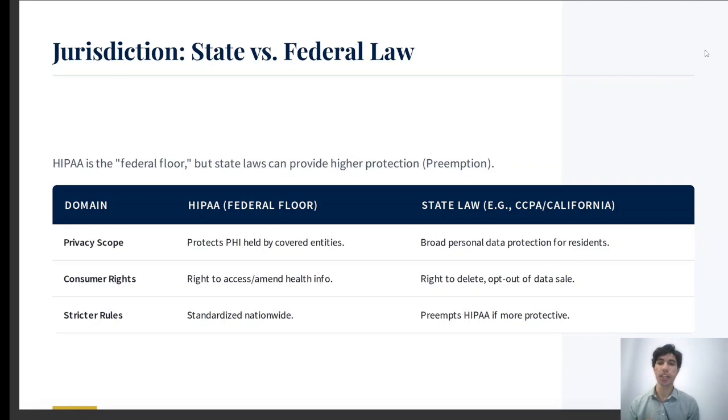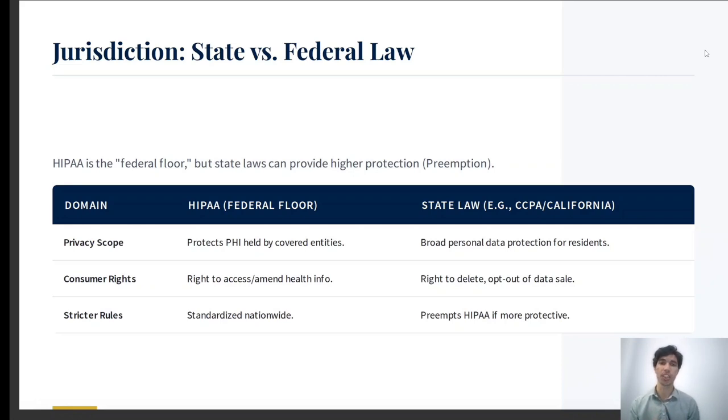Then for consumer rights, according to HIPAA, consumers have the right to access or amend their health information. But in a state like California, consumers have the right to delete their data or opt out of a data set or a research at any time. HIPAA is standardized nationwide, but state laws that are more protective will preempt HIPAA.